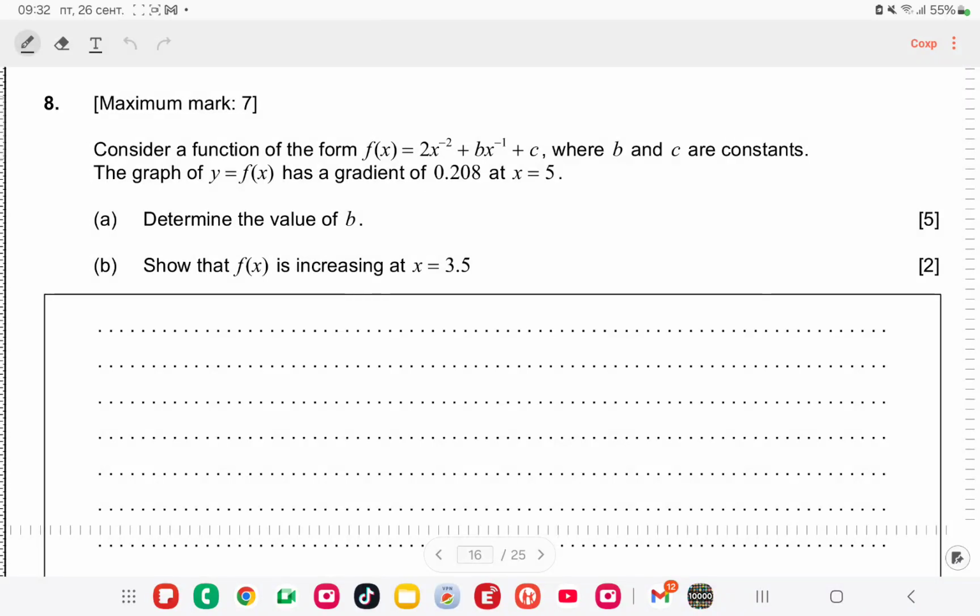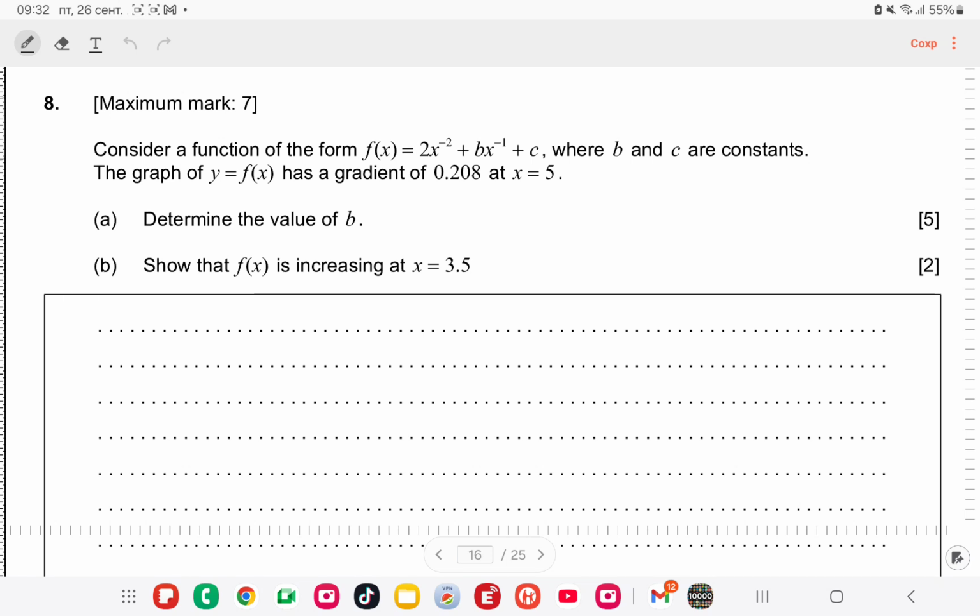Hello guys, we are continuing to consider AISL May 2025 paper 1 time zone 1 questions, and in this video we will consider question number 8. So let's make a short overview. It is 7 marks total, containing 2 parts A and B, 5 and 2 marks each. Pretty short, and I hope you will solve it faster than 7 minutes.